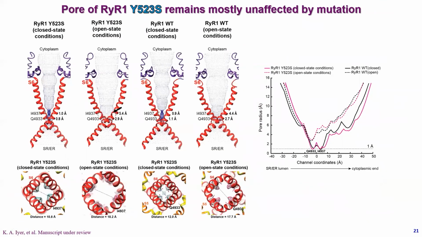A very detailed analysis of the pore profile shows that the mutation itself has a marginal effect on the pore at both the hydrophobic gate as well as the second constriction point. The S6 helices of the mutant channel remain closed. Upon addition of the activator calcium and ATP, the channels open up, and we see an additional dilation at the hydrophobic gate. Shown on the right here is a pore profile for those structural biologists in the audience.